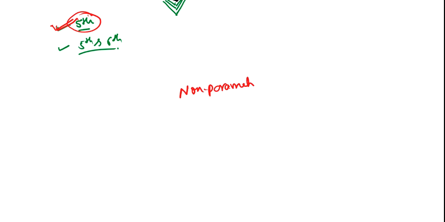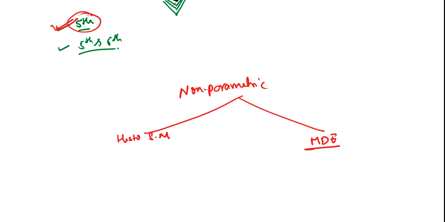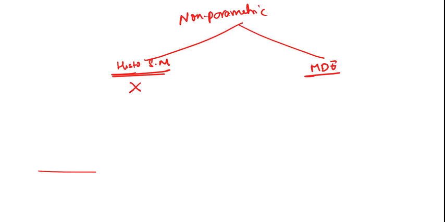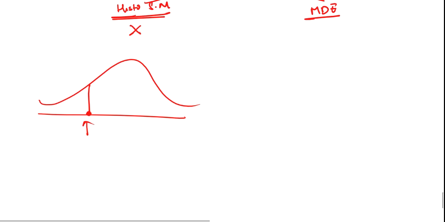Now the non-parametric method. In the non-parametric method there are actually two methods. One is the historical simulation method and the other is MDE, that is multivariate density estimation. I have discussed this previously, so I am not going to discuss it again, but just the basic idea. If I am choosing the VAR at this level, I am giving 100% weight to this value.